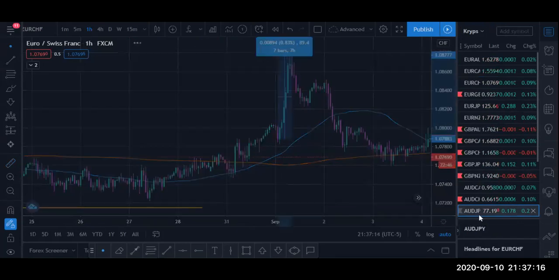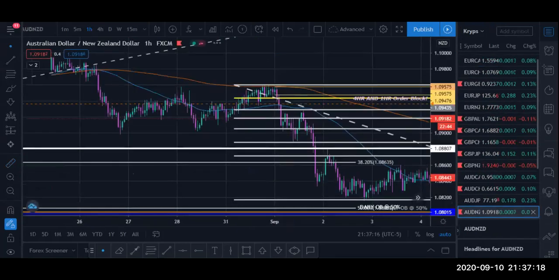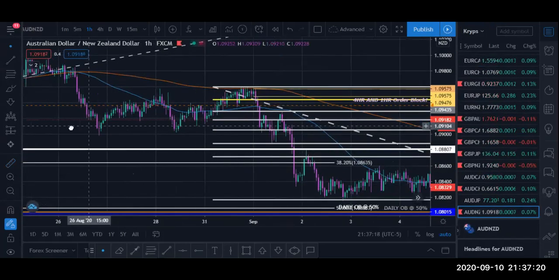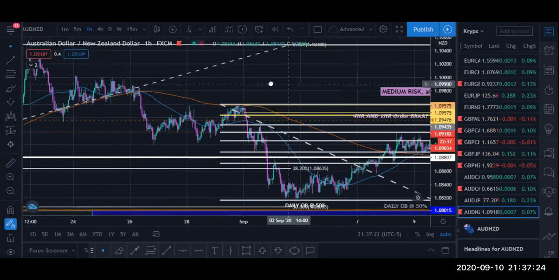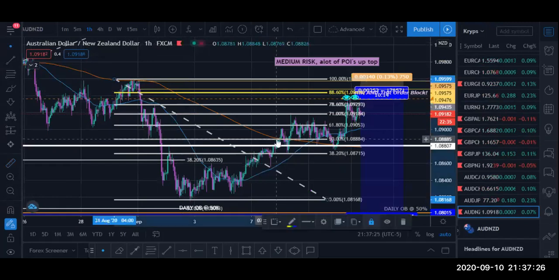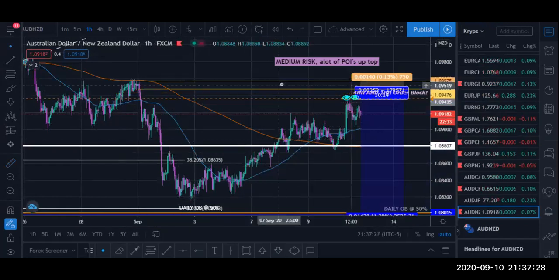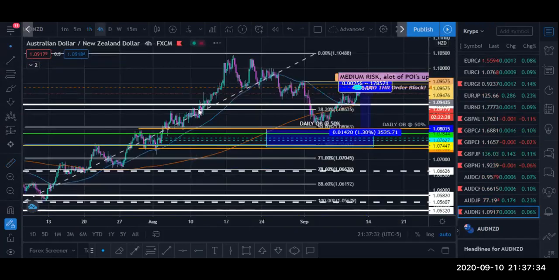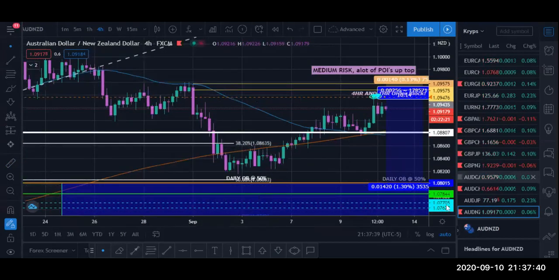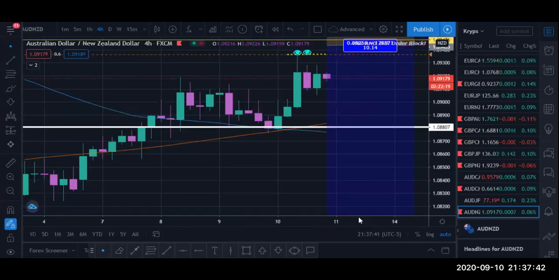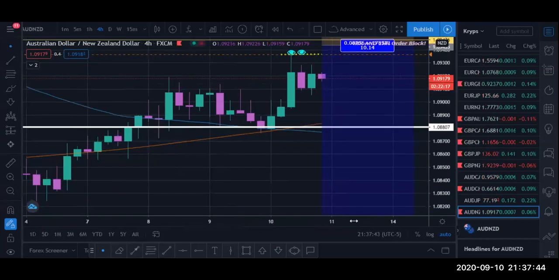AN, cool. It's got a lot going on. Let me delete this. This is ugly. So I also said medium risk. A lot of points of interest are up top. So this is one where I would probably be aiming for like a 20 pip dip, and I wanted to ride it with a lower lot too, because right here we do have equal highs.